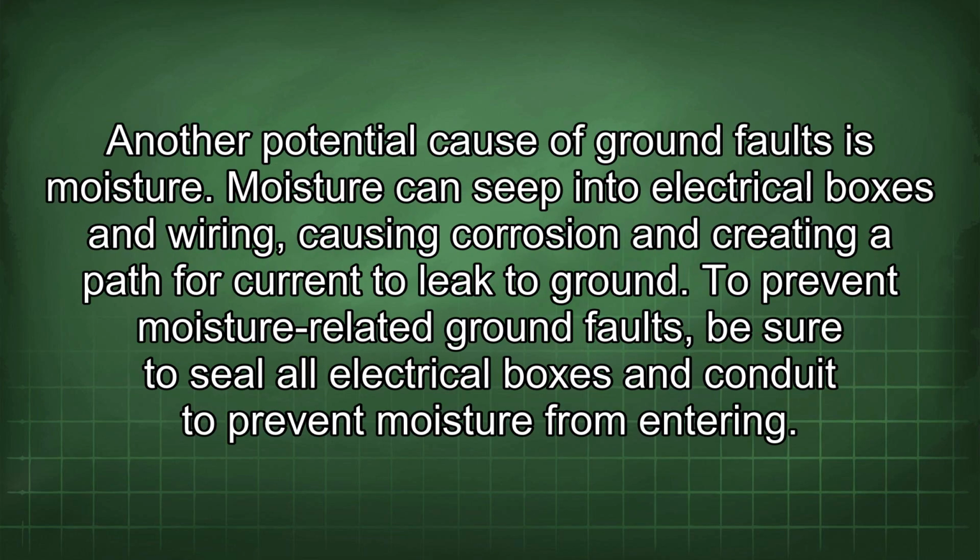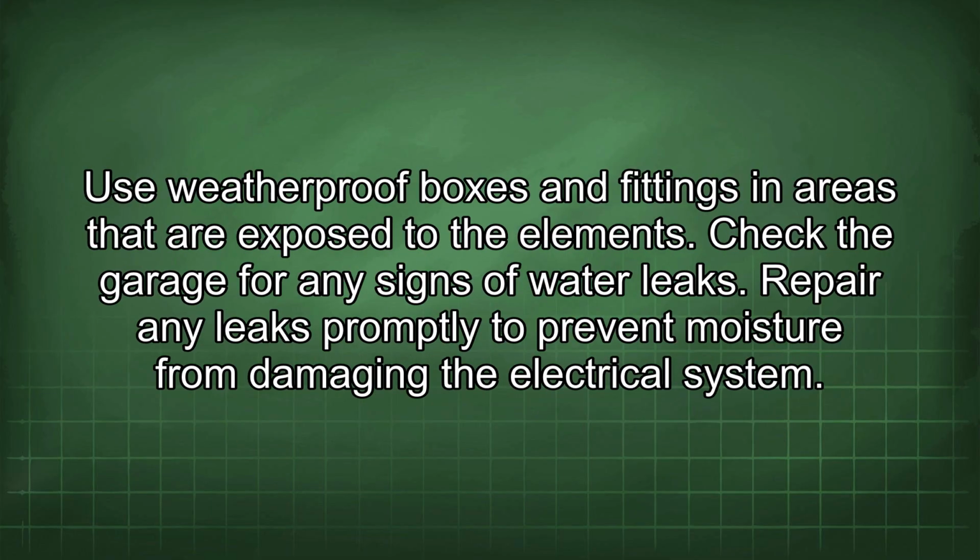Another potential cause of ground faults is moisture. Moisture can seep into electrical boxes and wiring, causing corrosion and creating a path for current to leak to ground. To prevent moisture-related ground faults, be sure to seal all electrical boxes and conduit to prevent moisture from entering. Use weatherproof boxes and fittings in areas that are exposed to the elements. Check the garage for any signs of water leaks. Repair any leaks promptly to prevent moisture from damaging the electrical system.